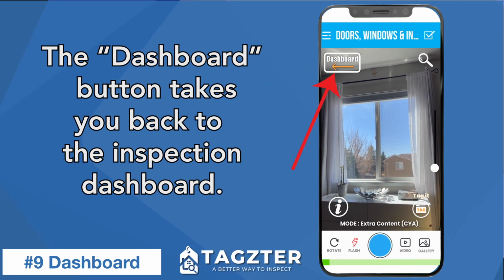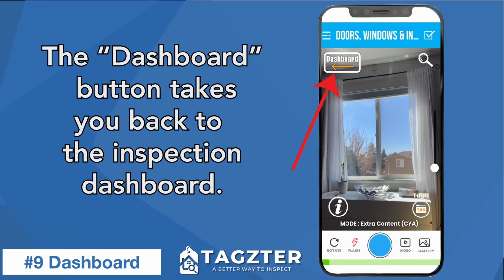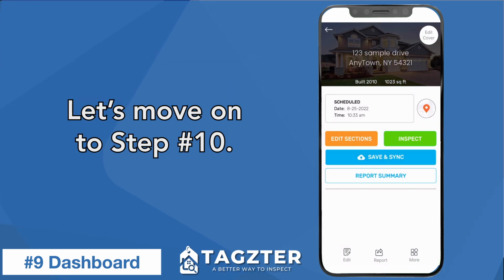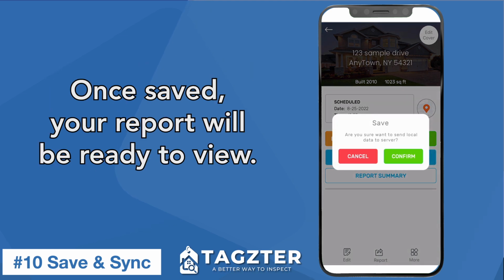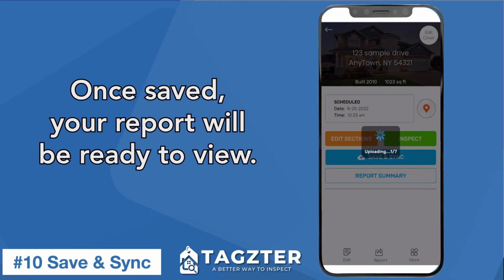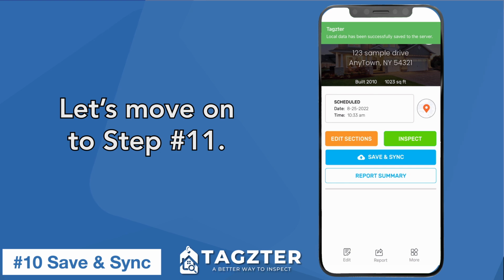The dashboard icon simply takes you back to the dashboard screen of your inspection. Let's move on to step 10. The Save and Sync button sends all of your data to the Tagzter server. It also syncs data from another inspector if you work with multiple inspectors on the same property. As soon as the Save and Sync process is complete, all of your info is viewable in the live report. Let's move on to step 11.